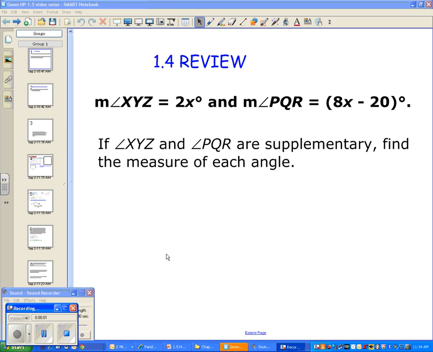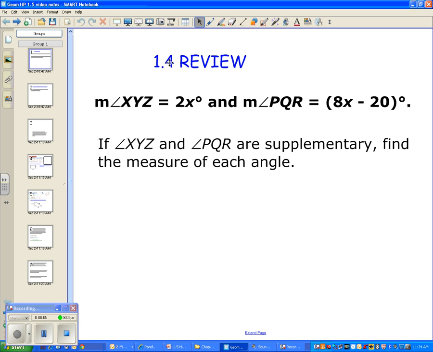All right, as we are now in section 1.5 in geometry, we're going to start off with some review from 1.4. So see if you can't answer this question. It says the measure of angle XYZ is 2x and the measure of angle PQR equals 8x minus 20 degrees. I know there's no picture, but you don't really need one in this case because it says that if these two angles are supplementary, I want you to find the measure of each angle. So see if you can't answer that question. If you're stuck, go back to 1.4 and see if you can figure it out.